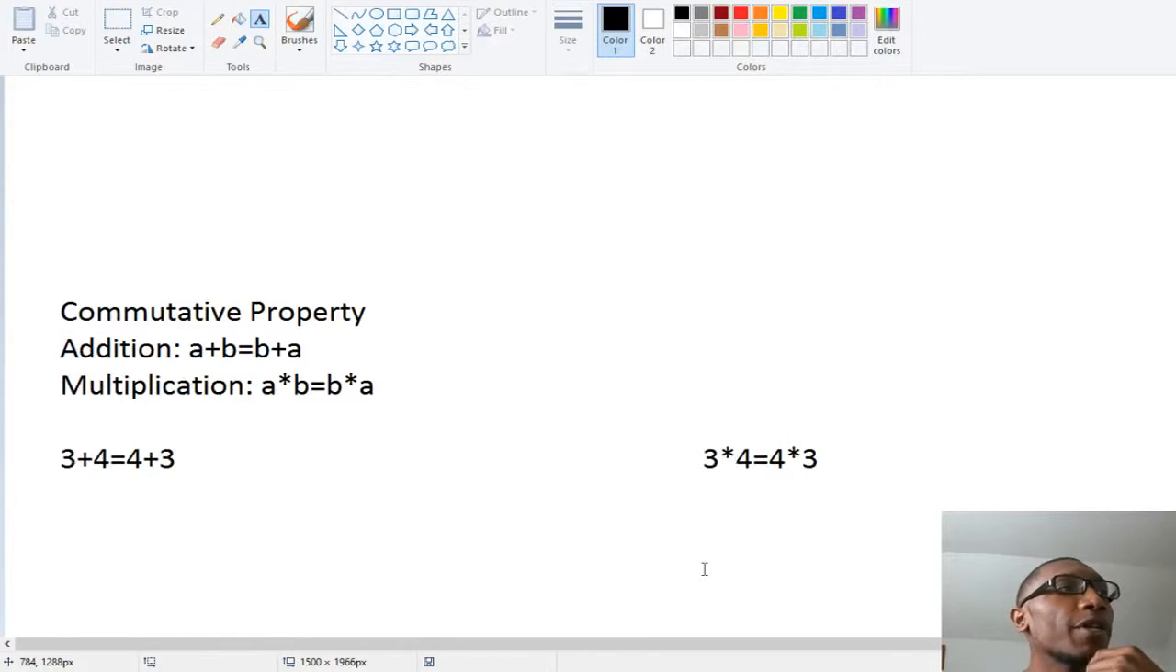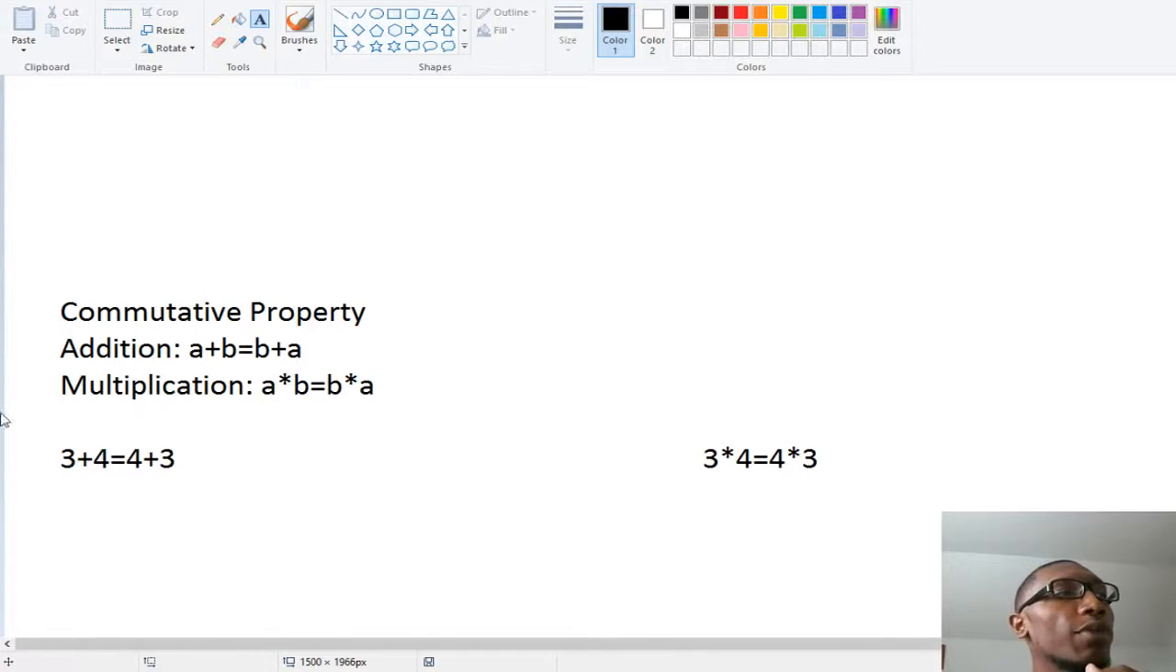So the commutative property: addition, A plus B equals B plus A; multiplication, A times B equals B times A. This may be intuitive, where you can look at it and say, oh yeah, if you have A plus B, flipping the order shouldn't change the answer, right? And this property defines that for us.